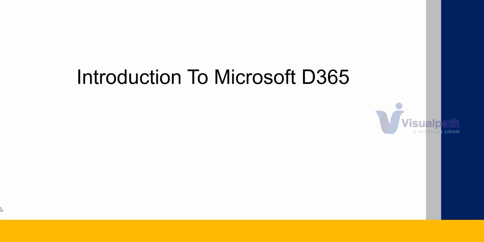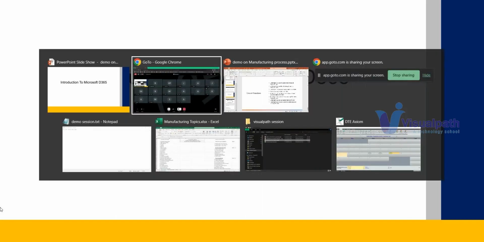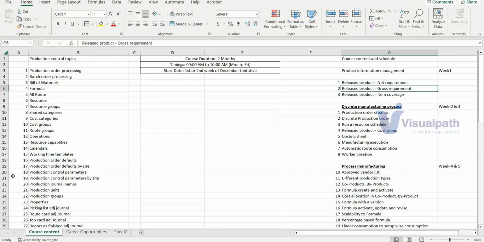Is this the weekend course, or only Saturday, Sunday? It's not a weekend batch. It's a weekday batch. Monday to Friday will be the course. I'll share the course curriculum and the timing. So this is the course curriculum. Course duration would be about 2 months. Depending on the course pace, it may be extended by 1 or 2 weeks. The timings will be 9 a.m. to 10 a.m., Monday to Friday, starting from the first or second week of December, probably. That is tentative.